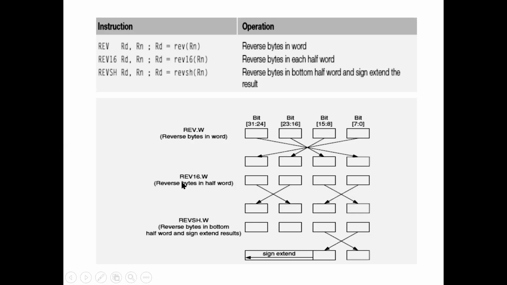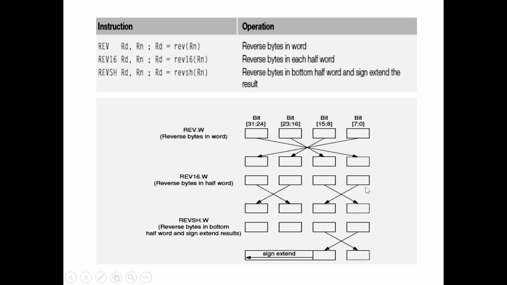The next instruction is REV16.W. 16 indicates half word. The complete 32-bit content of the RN register, that is the source register, will be divided into two half words. Look at this. It is divided into two half words, having 4 bytes in total, and it reverses the bytes in each half word.